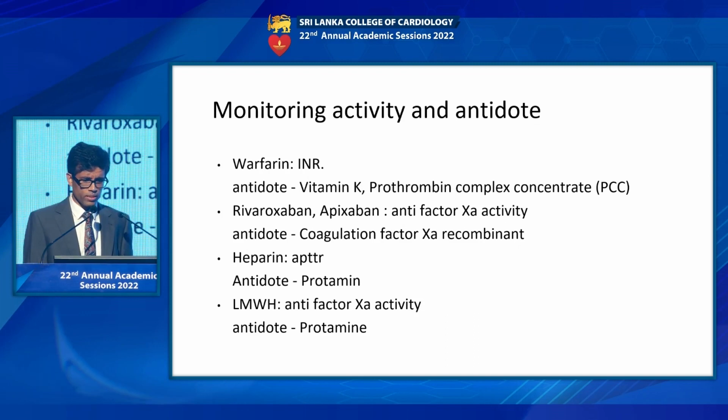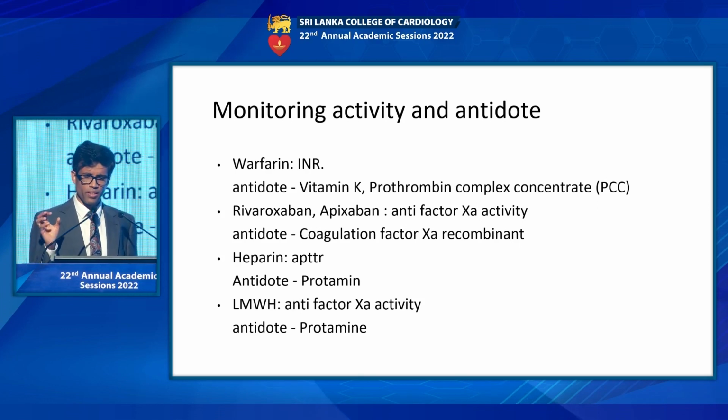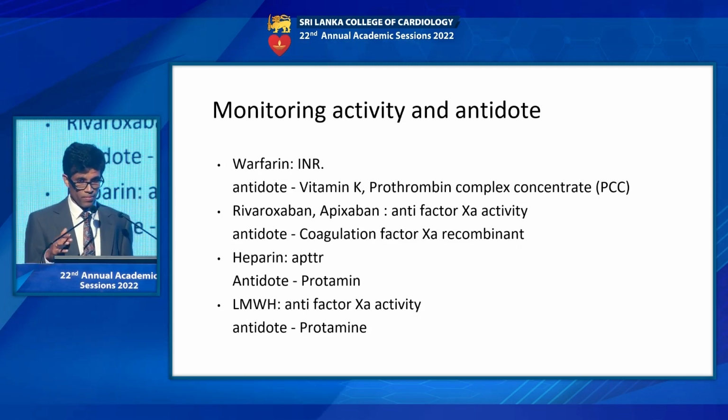With regards to DOACs, like rivaroxaban and apixaban, the measurement should be anti-factor 10A activity. There's no point doing INRs and trying to interpret INR of a patient who is on a DOAC. We don't do it routinely because we know their effectiveness is constant, but if needed, we can always look for anti-factor 10A activity. And the antidote is coagulation factor 10A recombinant. It's available, it's used. Unfortunately, again, we don't have that available in Sri Lanka, but we can use PCC and even FFP if needed, if you have to reverse these patients.